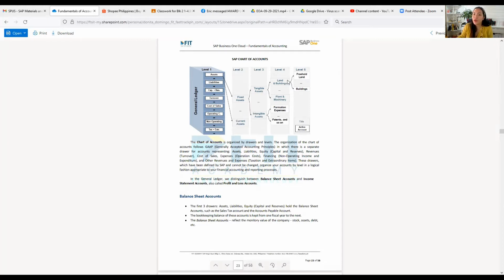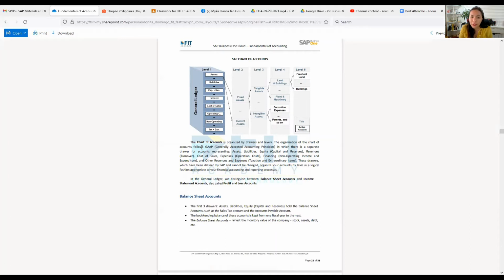And for level 4, tangible assets will be categorized under land and buildings, plant and machinery. Whereas for intangible, there will be formation expenses, patents, and so on. So under level 5, there will be the freehold land, then the buildings, and there will be the active title, active account. Okay, so the chart of accounts is organized by drawers and levels.